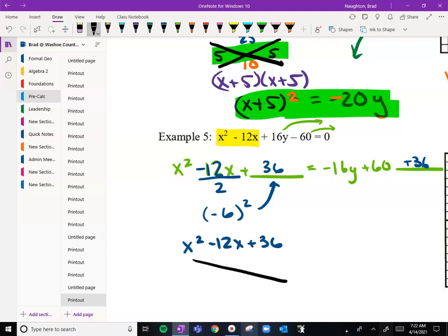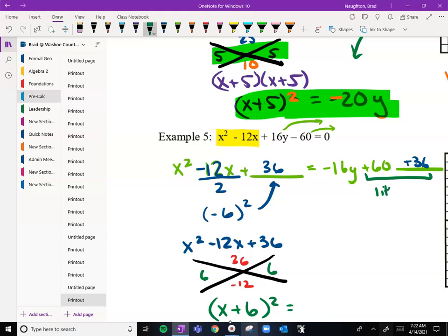We will factor this, again, using our x. 36, negative 12 is 6 and 6. So this is x plus 6 squared. And then on this side, these are our like terms, so we're going to go ahead and combine. I'm going to get a negative 16y plus 96.